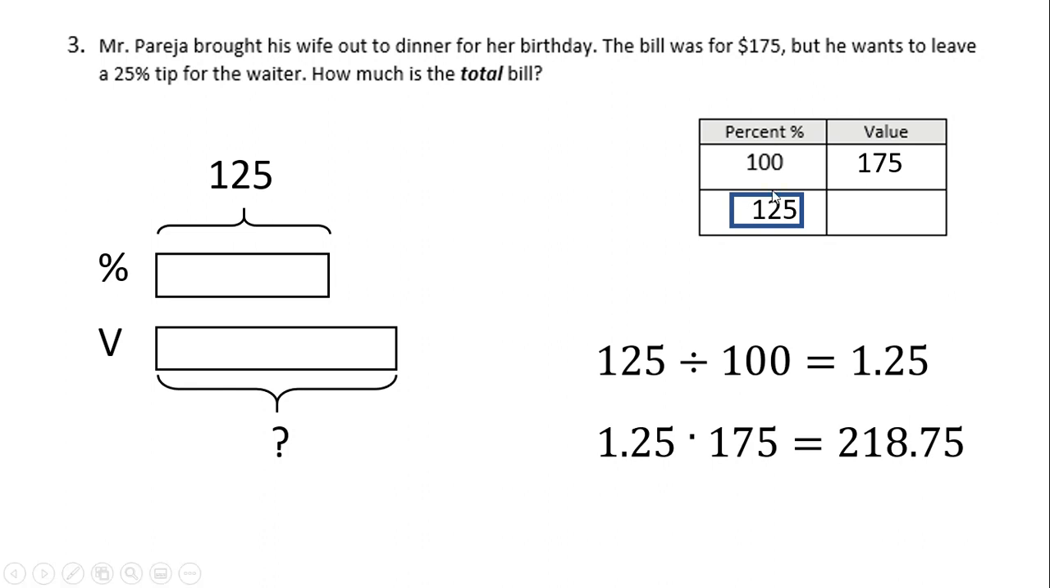Again, we have this pattern of starting in the table with the bottom left corner, dividing by 100, and multiplying by 175 to finally get our answer, $218.75. Always starting with division, moving on to multiplication, and starting on the same side we know.